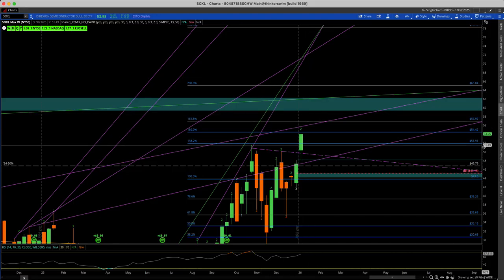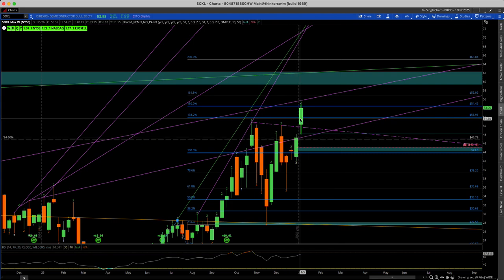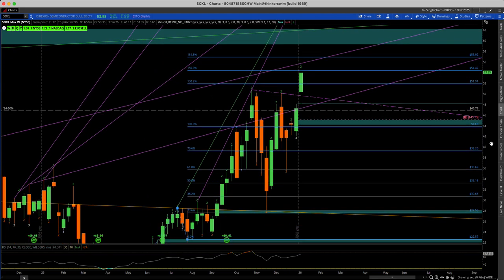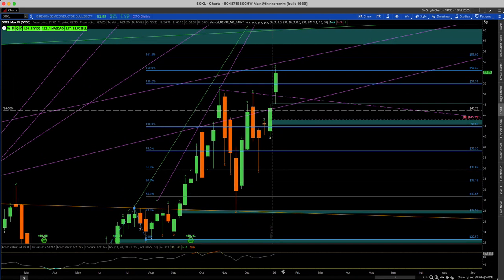We did get set up with a 3-2 up on the week, so that does set up one of my favorite reversals. A 3-2 up, 2 down. Actually, I don't want to say it sets it up. It leaves on the board a 3-2 up, 2 down.